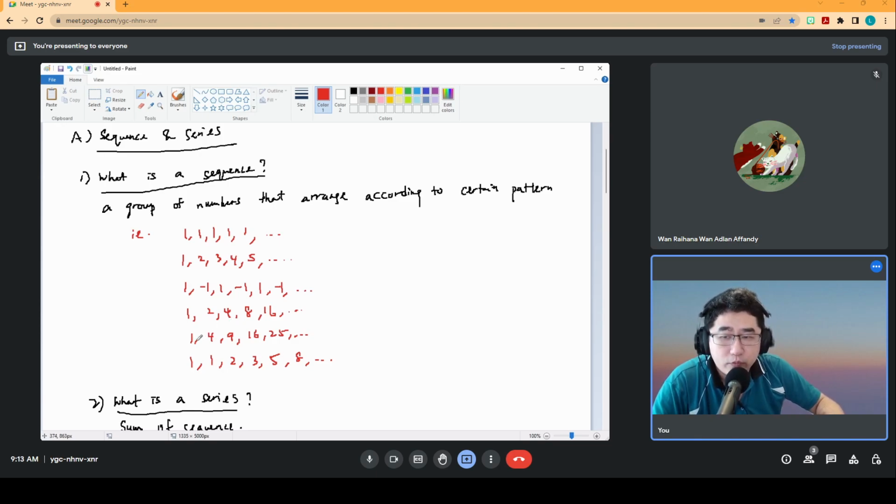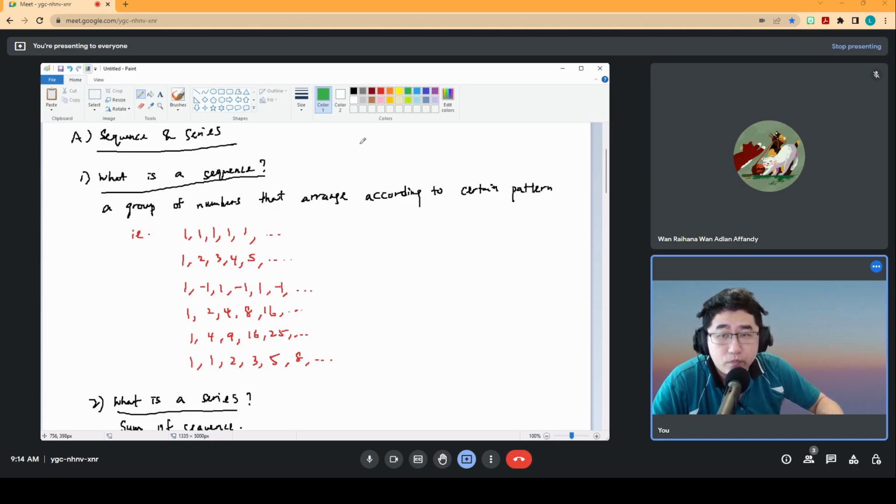The next example, we have 1, 4, 9, 16, 25. So for 1, 4, 9, 16, 25, you should be aware that these numbers are square numbers. Therefore, this is a quadratic sequence. So the following number should be 36. Then the last example is not so obvious. It's actually adding the previous two numbers. So 1 plus 1 equals 2, then 1 plus 2 equals 3, 2 plus 3 equals 5, 3 plus 5 equals 8, and so on and so forth.